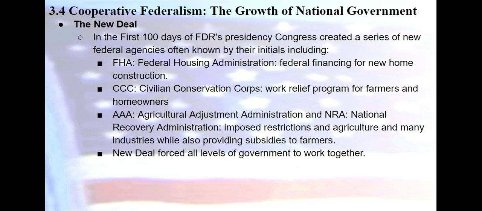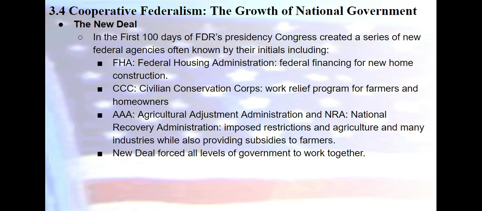And so FDR comes into the picture at this point. He is elected president in 1932. He's inaugurated in 1933, and he immediately begins to act in a new way which is going to alter the balance of power between the federal and state governments by creating a series of new federal agencies in what we now call the New Deal. Often these agencies would be known by their initials.